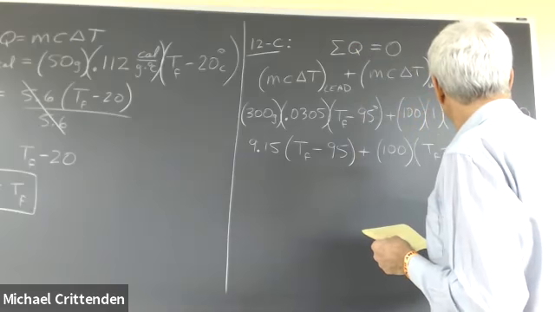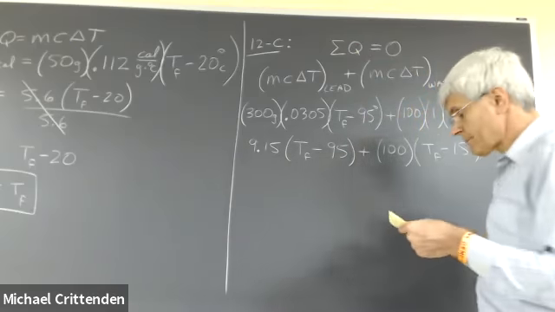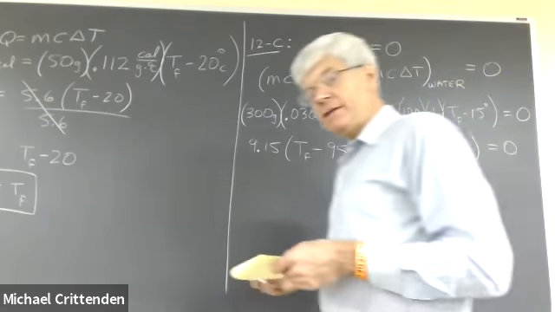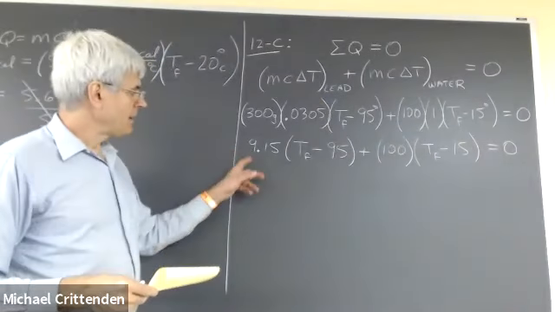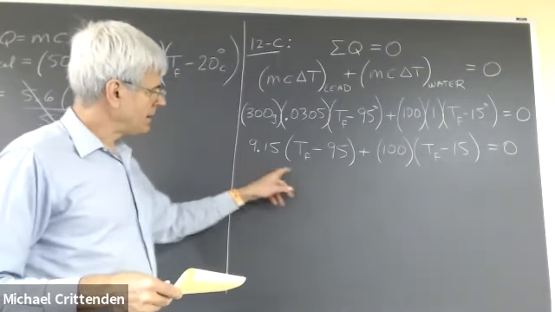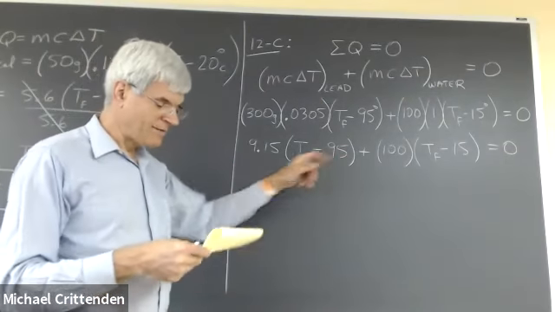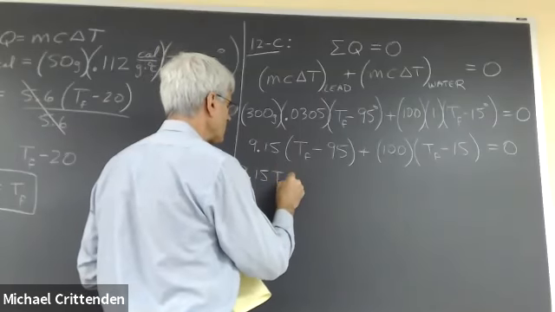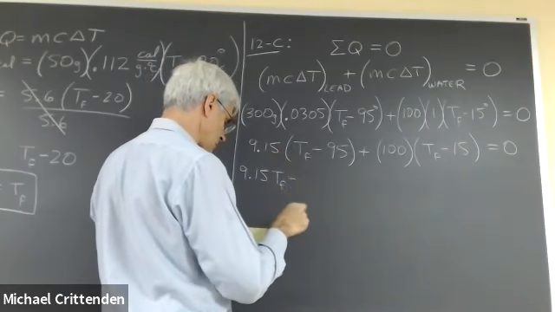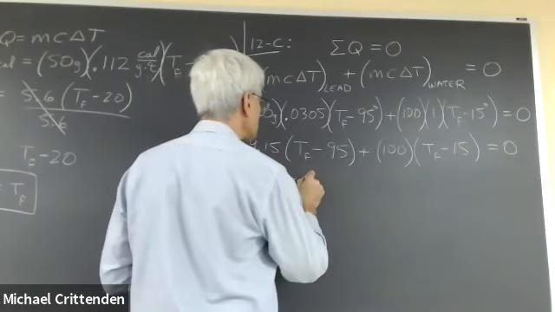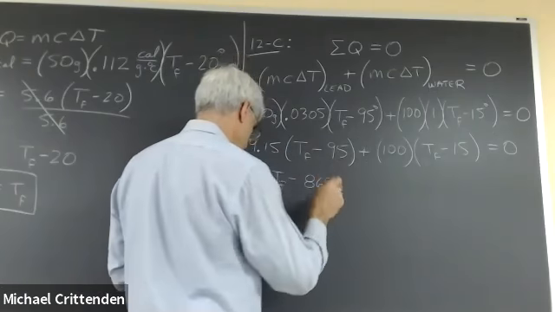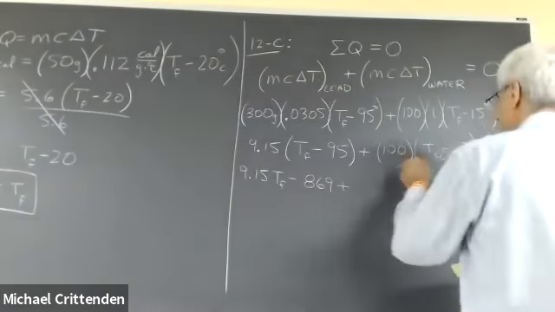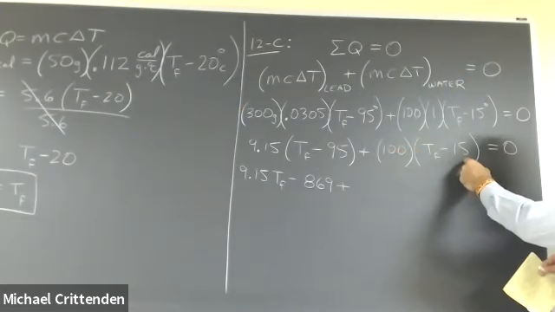T final minus 15. Next, it would be a good idea to use the distributive property. 9.15 times T, 9.15 times 95. And 100 times T, 100 times 15.